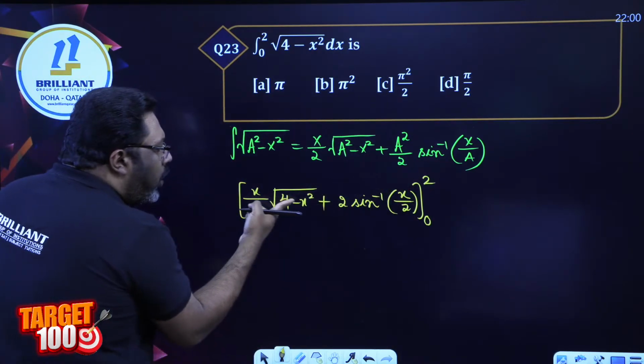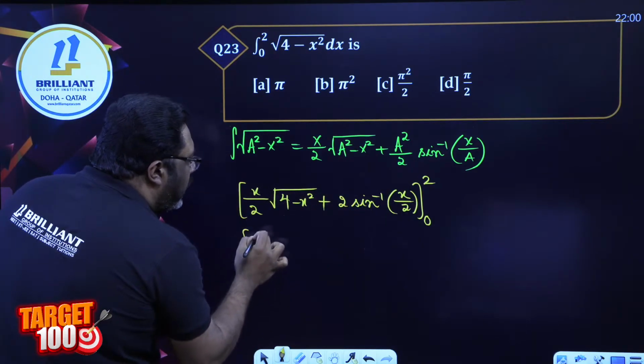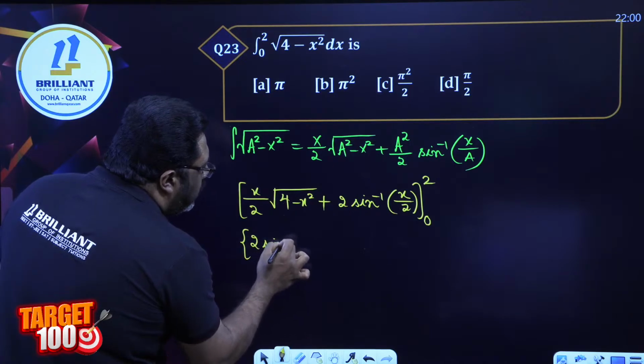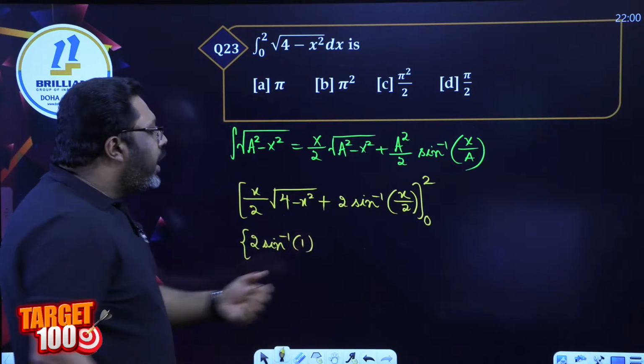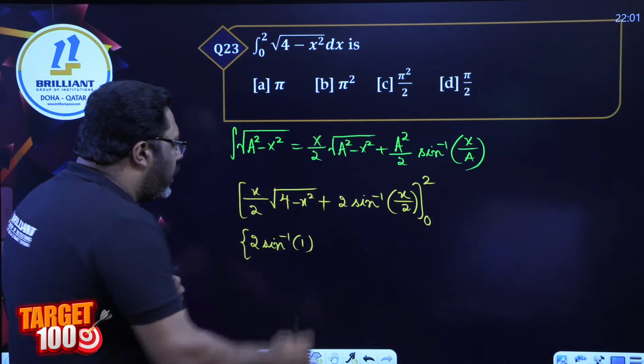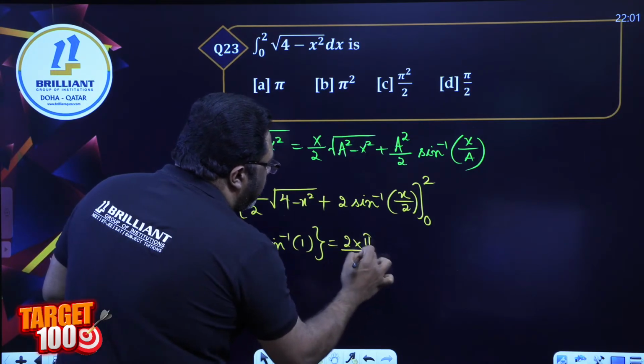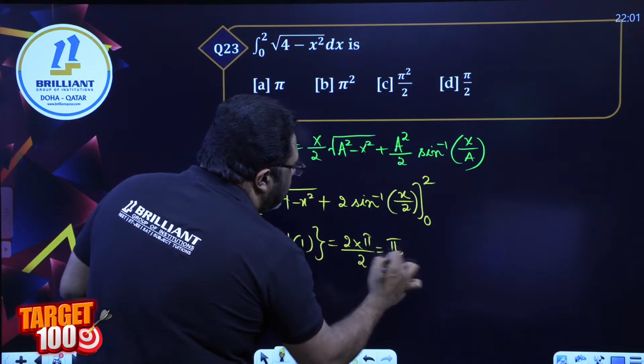If I apply 2 here, 4 minus 4 will become 0, and your upper limit gives you only 2 sine inverse 1. When I apply 0, this term is 0 and this term is also 0. So forget about the entire thing. So 2 into pi by 2, answer is pi.